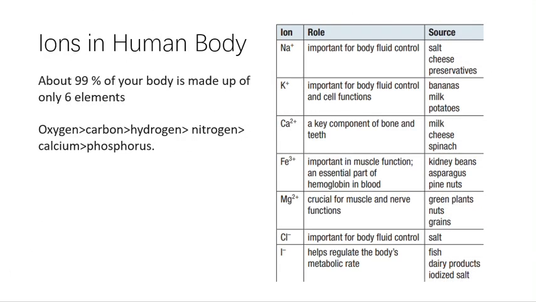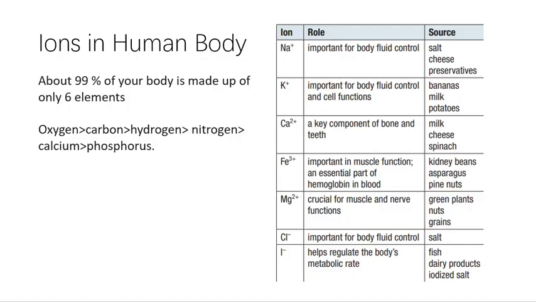About 99% of your body is made up of only 6 elements. In the order of abundance by mass, these elements are oxygen, carbon, hydrogen, nitrogen, calcium, and phosphorus. And you also contain much smaller quantities of sulfur, chlorine, sodium, magnesium, iodine, and iron in your body.